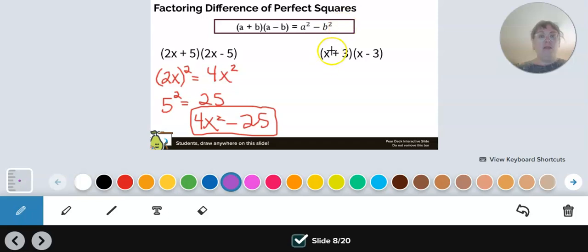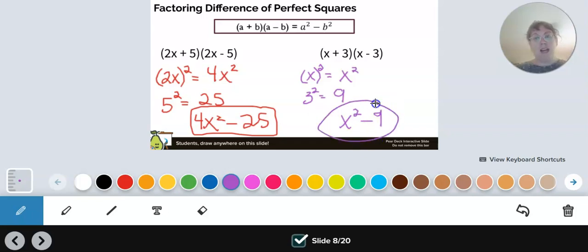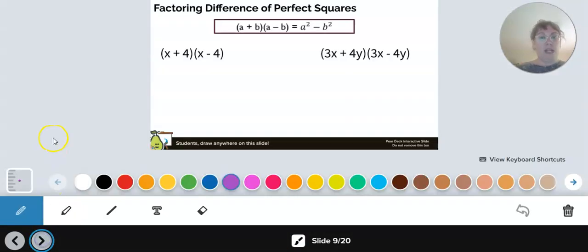On the right, we have an x. X squared is just x squared. And 3 squared, 3 times 3, is 9. So this factored form is x squared minus 9. Perfect. Slide 9 when you're ready.